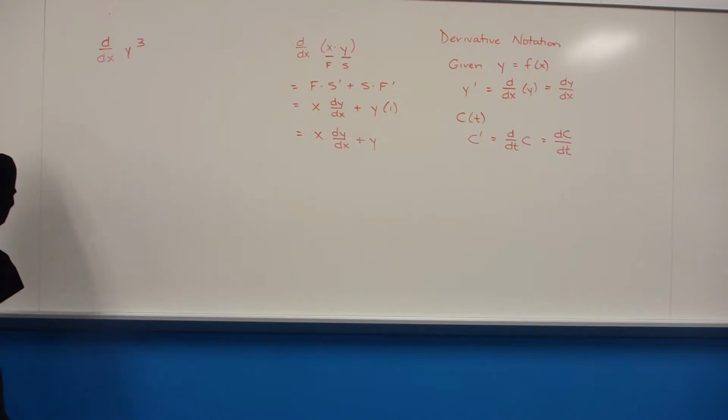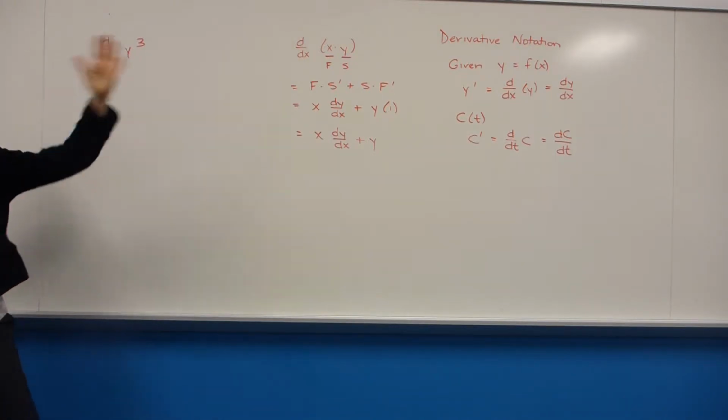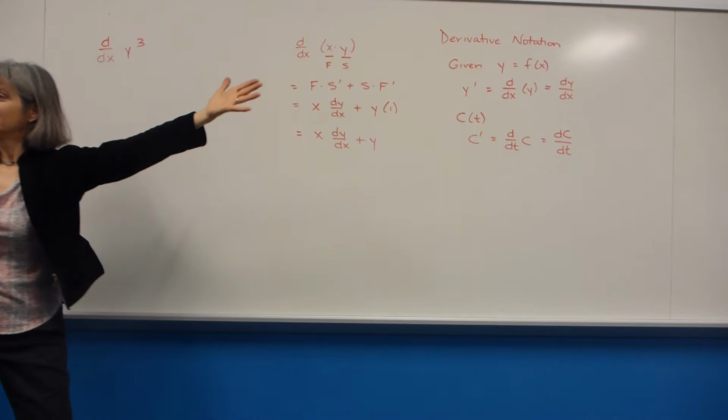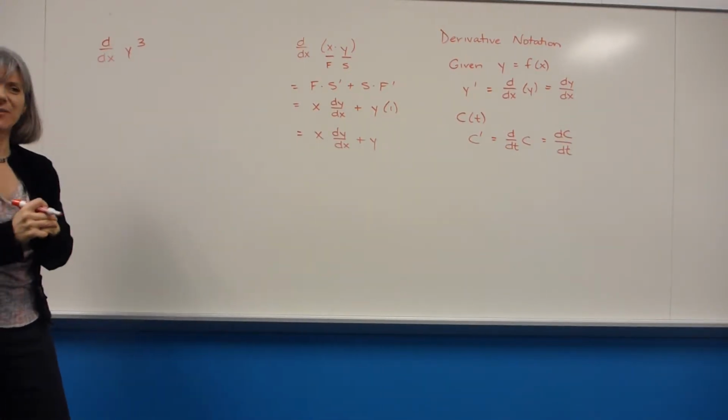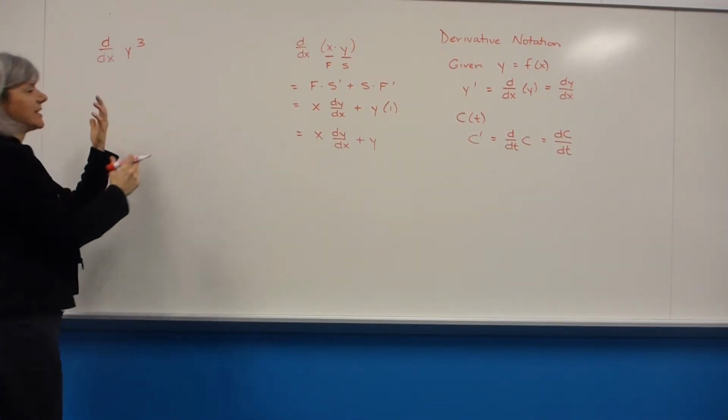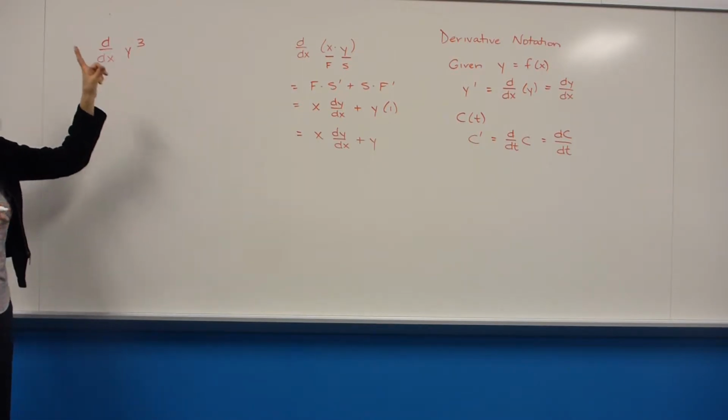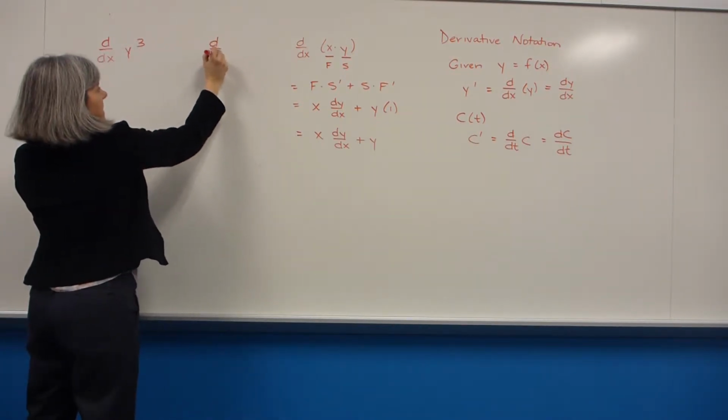Would it just be like 3y squared dy over dx? Yes! That's exactly it. I want to do the happy dance. Okay, so let's go back. So yes, let's write this one side by side.